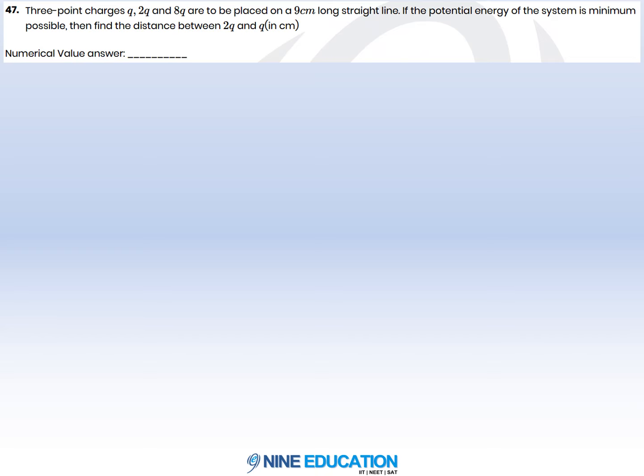In this question, 3 point charges q, 2q, 8q are placed on a 9 centimeter long straight wire. The potential energy of the system is minimum possible. So what we have to find? Okay, how many charges? This is q, this is 2q, and this is 8q, right? So let's say separation between these two charges is x. Then separation between these two becomes 9 minus x. Why? Because total separation is 9 centimeter, right?